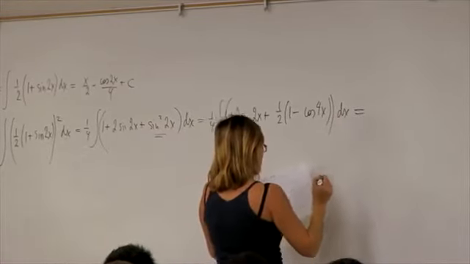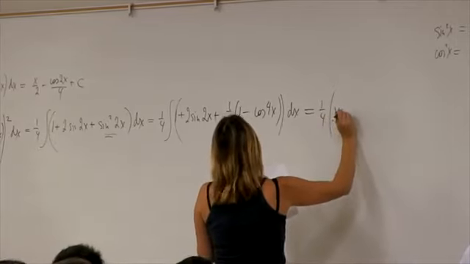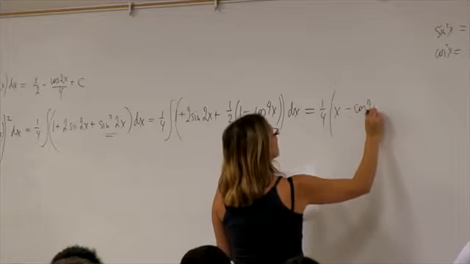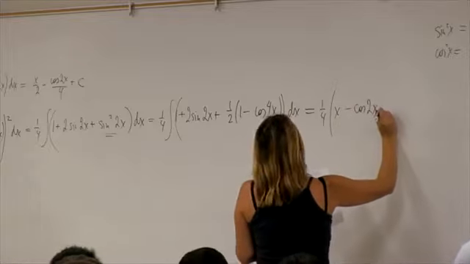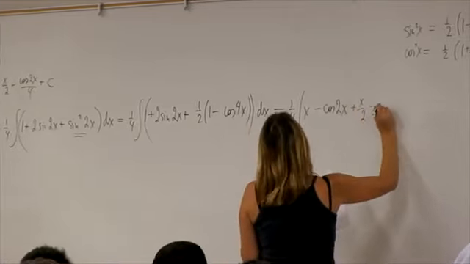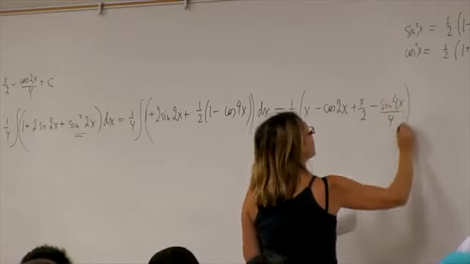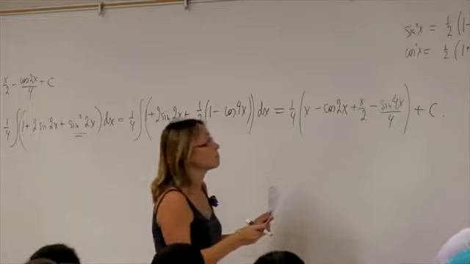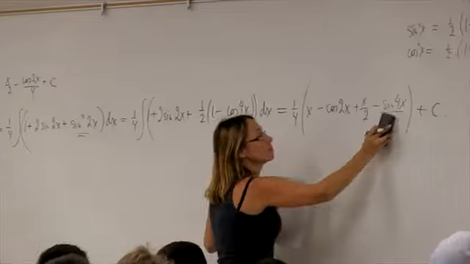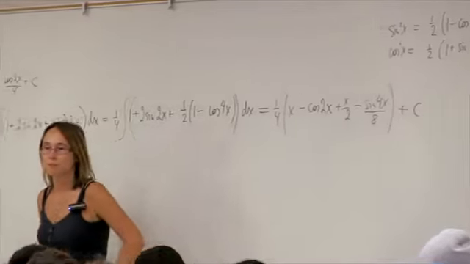And at this stage, I can simply take the integral. So I have x plus minus cos 2x plus x over 2 minus sine 4x over 4 plus c, over 8. So lots of factors of 2. Questions?